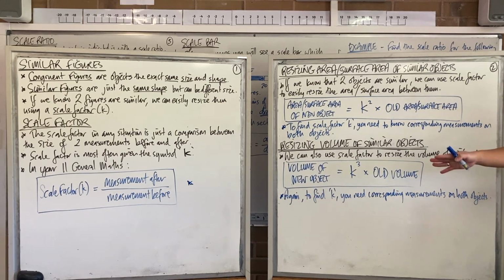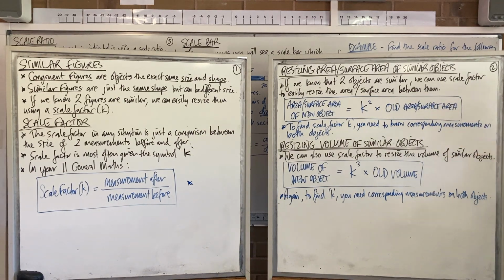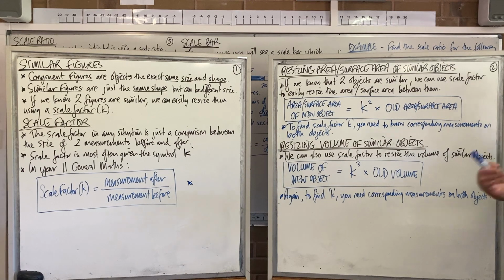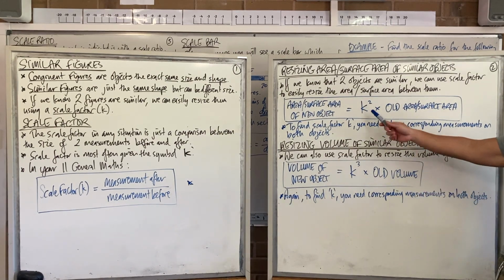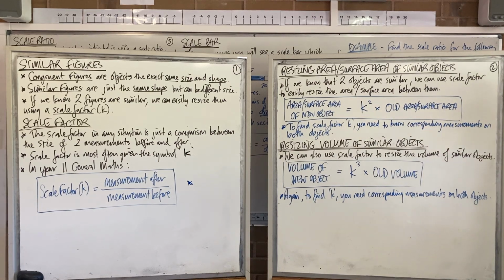Okay, how do we apply this, or what are we going to use it for in Year 11? We use it to resize things. We're going to resize area and surface area of similar objects. If we know that two objects are similar, we can use scale factor to easily resize the area or surface area between them using this formula. The area or surface area of the new object, whatever it is, if I made it smaller or made it bigger, it doesn't matter, is equal to the scale factor squared, which is K squared, times the old surface area. This won't mean anything until we do an example.